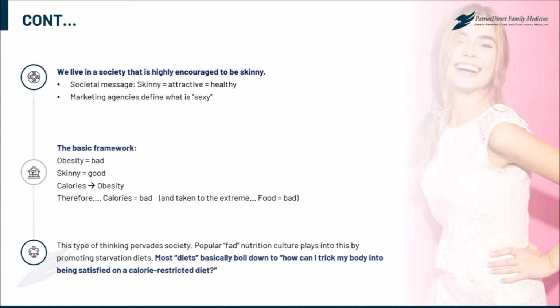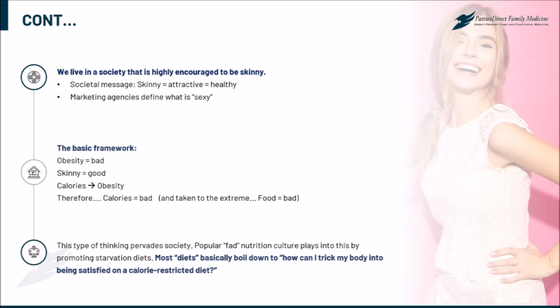We live in a society that is highly encouraged to be skinny. Not only do many people feel being skinny is attractive, but also that it is healthy. Perhaps this is simply because skinny is the opposite of being obese, and being obese is clearly bad. Marketing agencies are also quite effective in portraying and defining what sexy is, to the detriment of how real, well-adjusted, metabolically healthy people look.